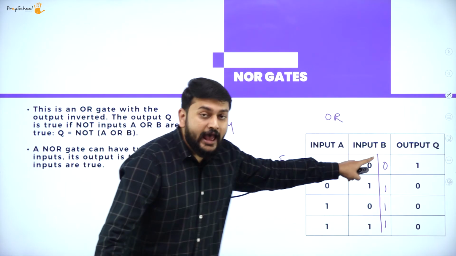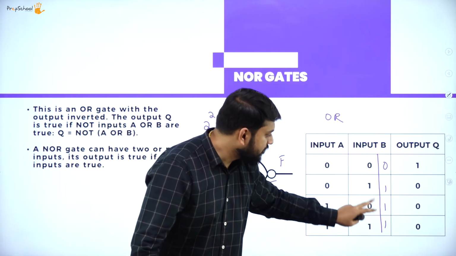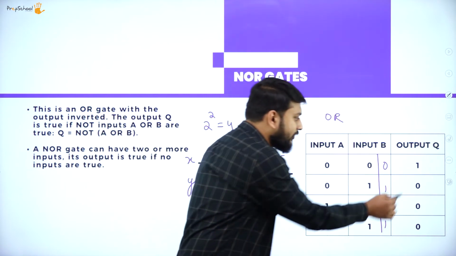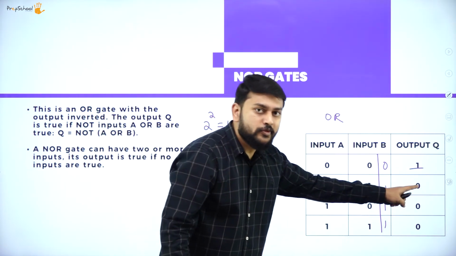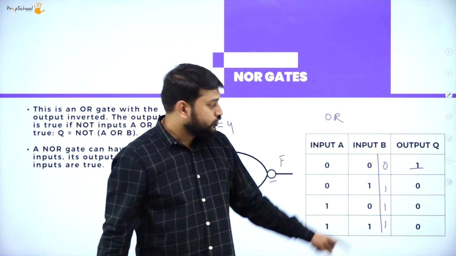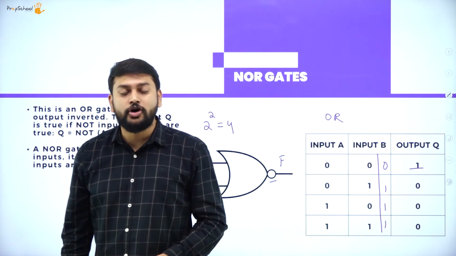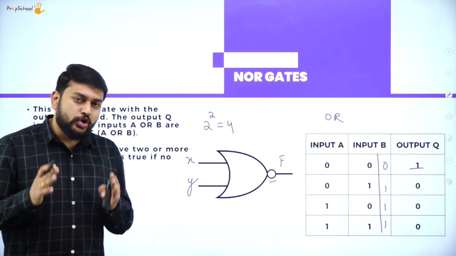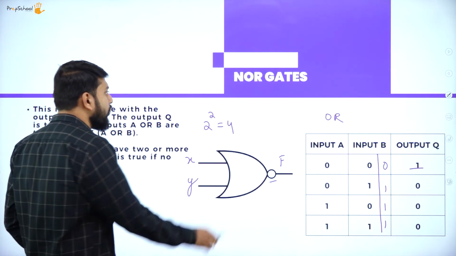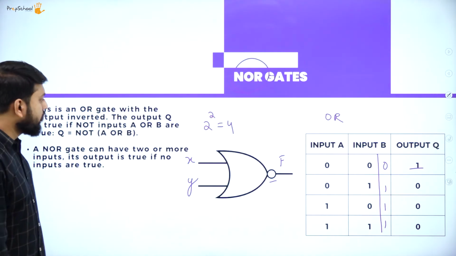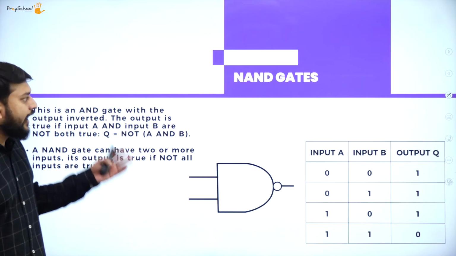Whatever I have here as my result, you just write the complement in the output. If I have 0, I will write it as 1. If I have 1, I will write it as 0. If I have 1, write it as 0. That will be the output for the NOR gate. Whatever output I have with respect to OR, complement it to get the output of the NOR gate, is what you need to remember. Fine, you understood the NOR gate. So what is the next one? I have NAND.